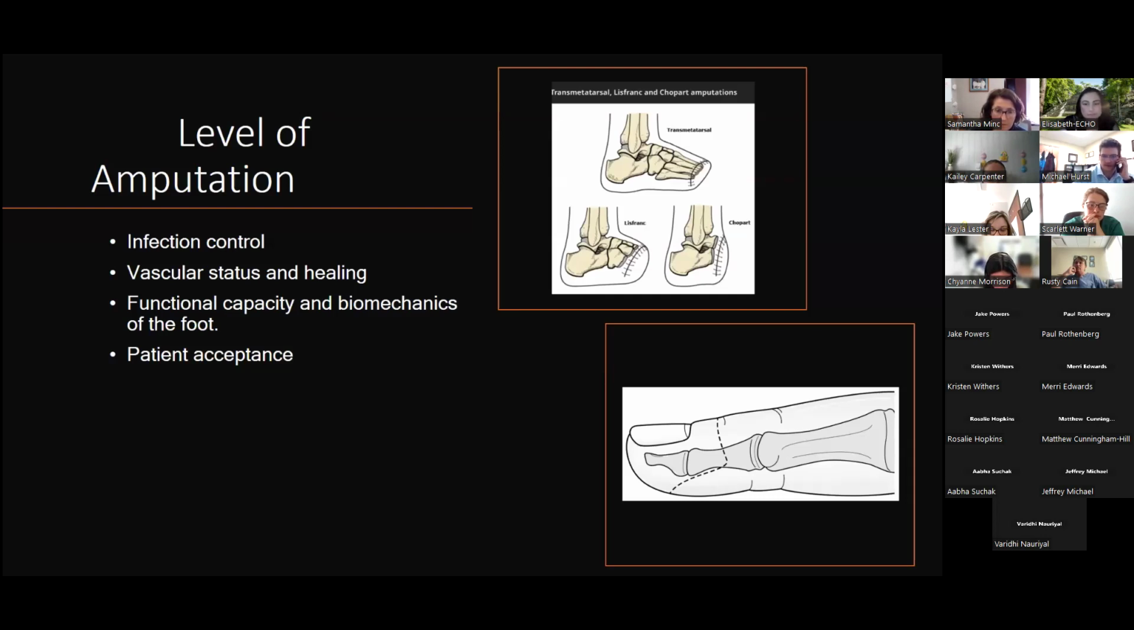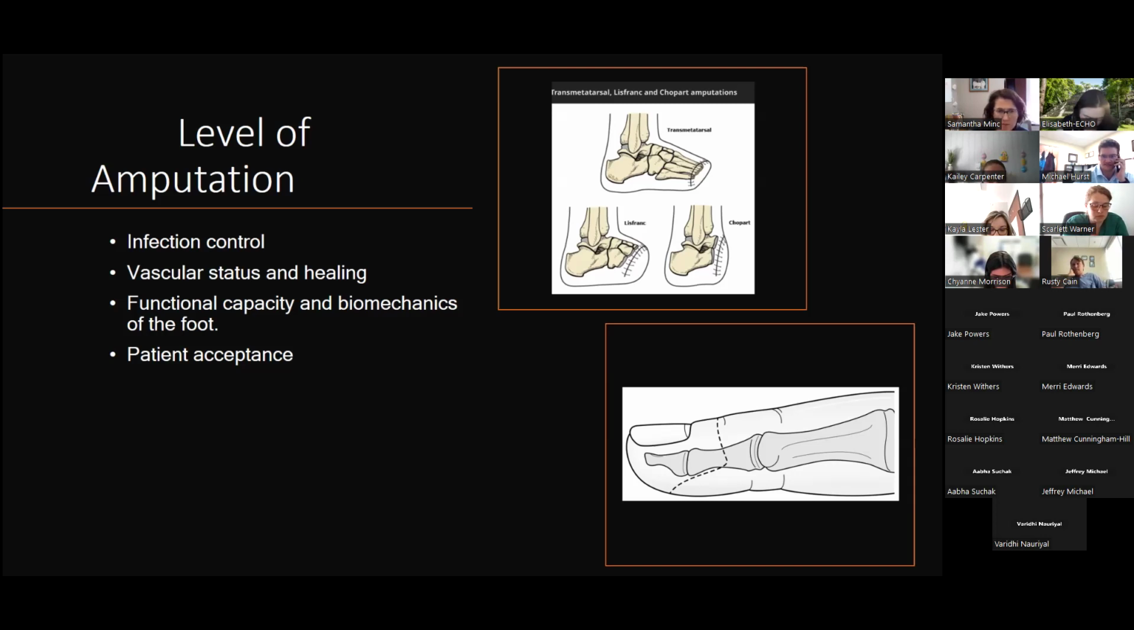So next, we'll start talking about the actual levels of the amputation. Certainly this depends on a lot of factors, and we'll get into that, but we try to keep that as far distal as possible. If we can prevent a below knee amputation by performing a more distal amputation, such as a Syme's or transmetatarsal amputation, we try to do that for functional capacity. And so we'll go through each level here and discuss it.